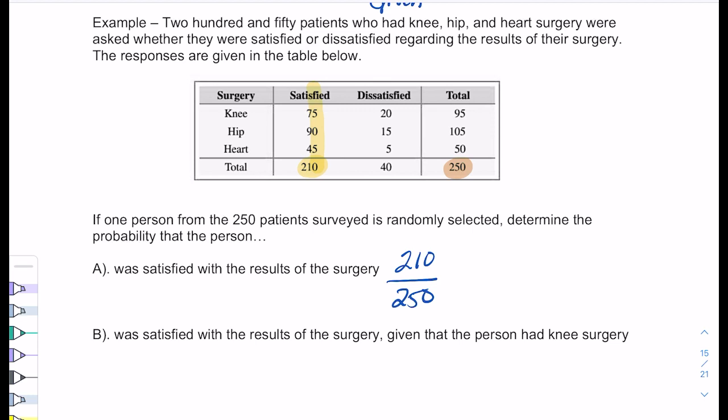And a shortcut for reducing, I can cancel these zeros, which is theoretically just dividing by 10. And then 21 over 25, that's as low as it goes. You can't reduce them anymore. So that would be the probability.